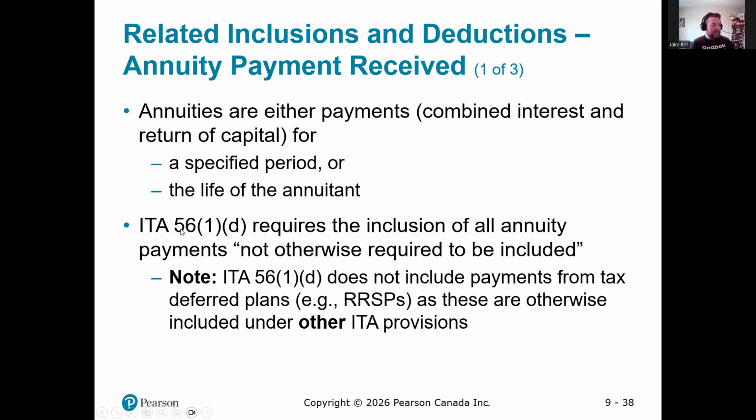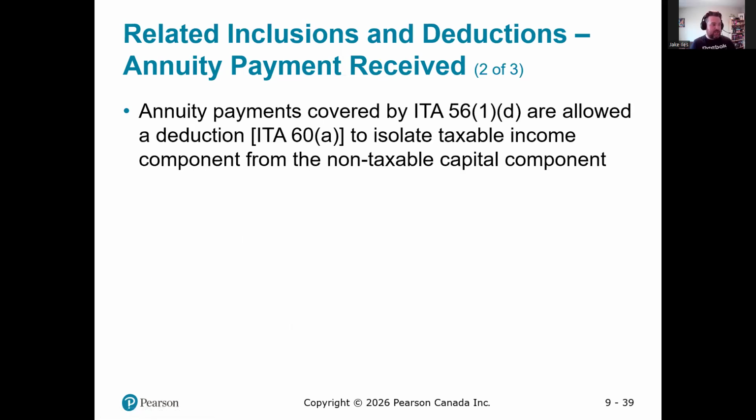So Income Tax Act section 56, the part that talks about income inclusions, requires the inclusion of all annuity payments not otherwise required to be included. Section 56 does not include payments from tax deferred plans, such as RSPs, as these are otherwise included under other Income Tax Act provisions. So annuity payments, when they come back to you, are set up in 2 parts. There's a taxable and non-taxable portion.